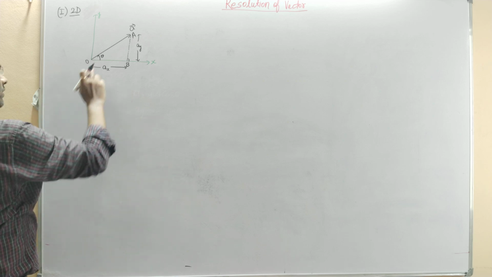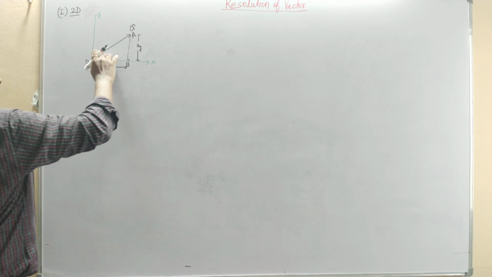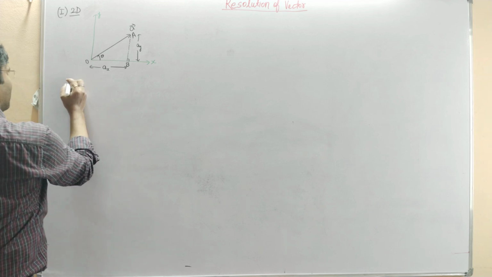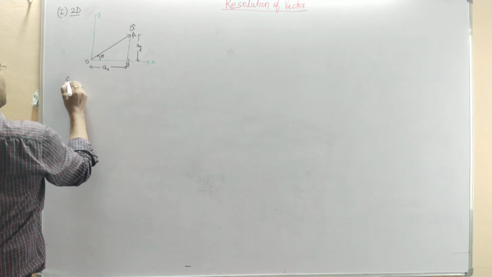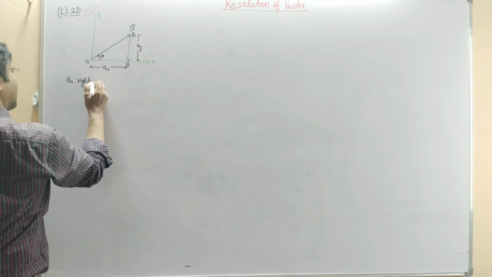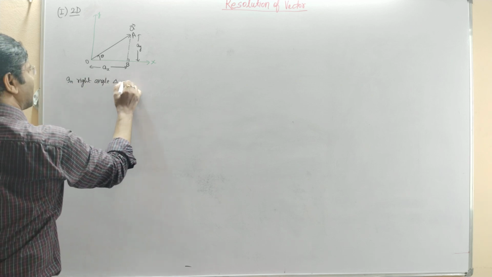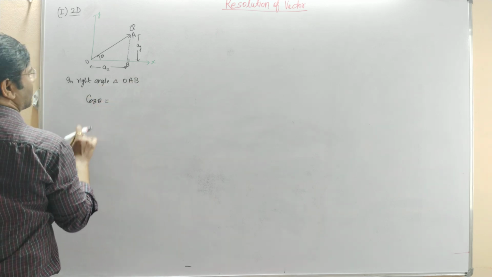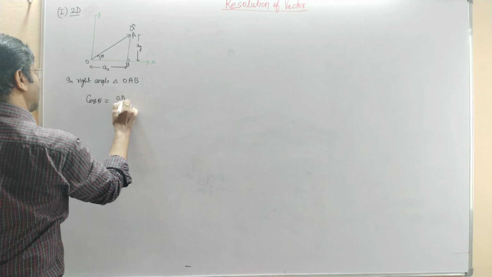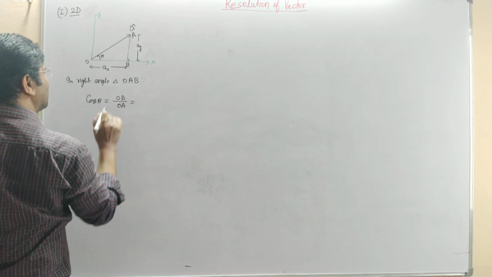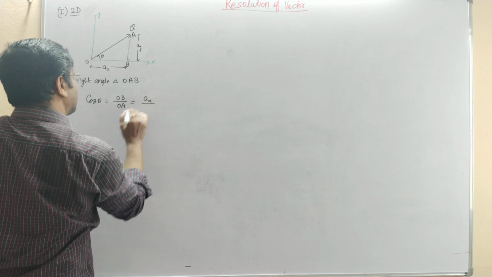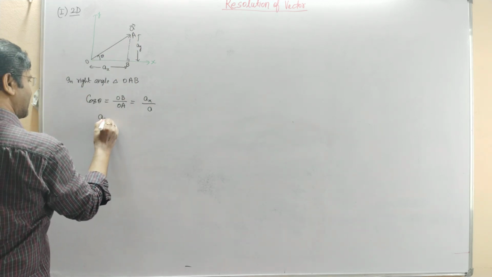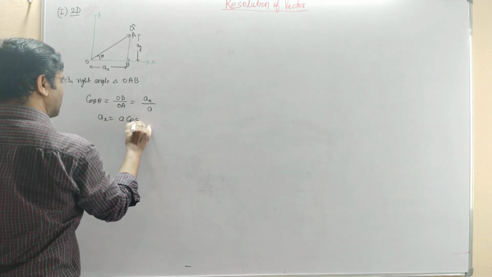So I can write here, I'm assuming theta, so this theta is what vector A is making with x axis. So here we can write this triangle OAB is a right angle triangle. So in right angle triangle OAB, we can write cos theta equal to base OB upon hypotenuse OA. Base OB length I am saying Ax, and OA length is vector A length. Vector A length is A. So we can write here Ax equal to A cos theta.